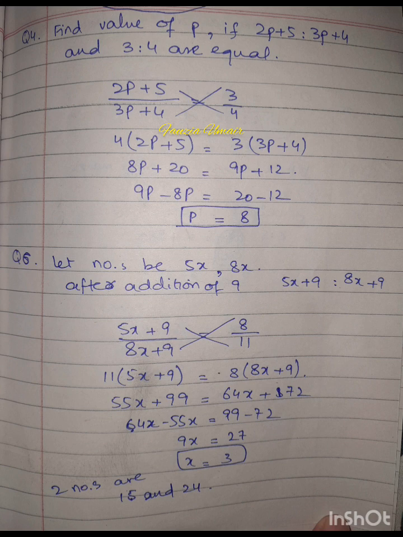Question number 6: there are two numbers with the ratio 5:8. If we add 9 to both numbers, the new ratio becomes 8:11. We will assume the numbers to be 5x and 8x. If we add 9, the ratio becomes 8:11. Simplify this equation and reach the answer where x is 3. Now put the value back in 5x and 8x to get the two numbers. The numbers come out to be 15 and 24. This is a real life application of this concept.